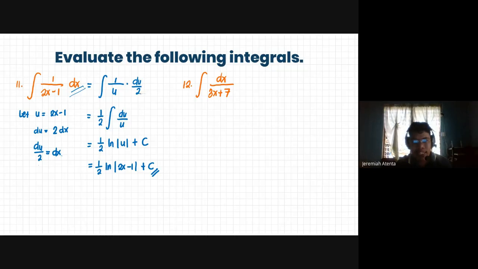Next, si 1 half. Itong du over 2, may 1 half yan. You can put that 1 half outside. So, 1 half times the integral of du over u. Again, the integral of 1 over x dx or just dx over x is equal to ln x plus c. Please take note of this one. Okay? Therefore, the integral of du over u is ln absolute value of u. And what is u? You have absolute value of 2x minus 1. Then you have plus c.